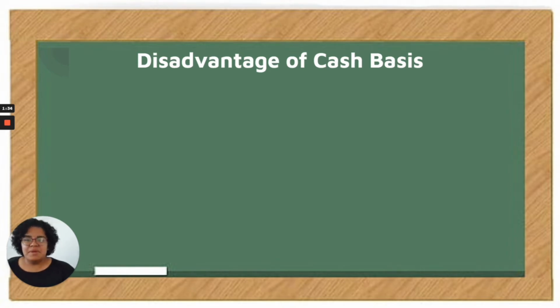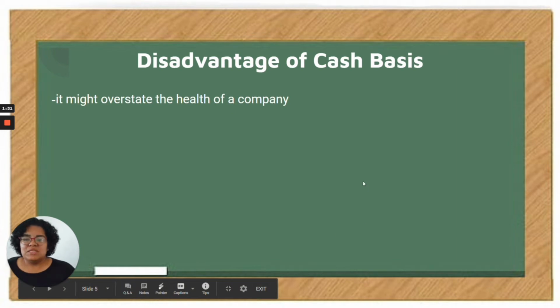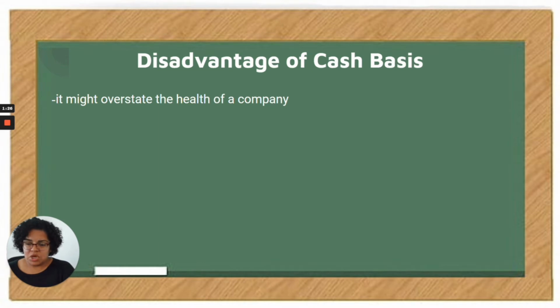But there are some disadvantages to the cash basis. One of those disadvantages is that it overstates the health of a company. So in the cash flow report, it might state, okay, we have a lot of cash in the account, but since it does not reflect accounts receivable or accounts payable, any bills that we owe, any liabilities, none of that is going to be reflected on the report. Therefore, we might have more expenses than the amount of cash that we have in the account.